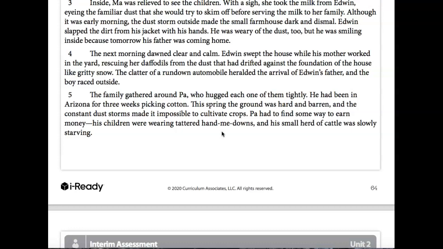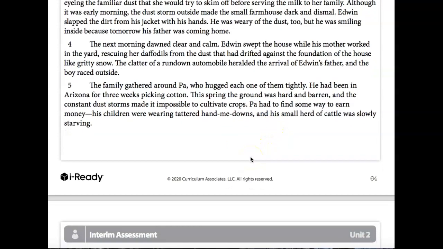Pa had to find some way to earn money. His children were wearing tattered hand-me-downs, and his small herd of cattle was slowly starving.